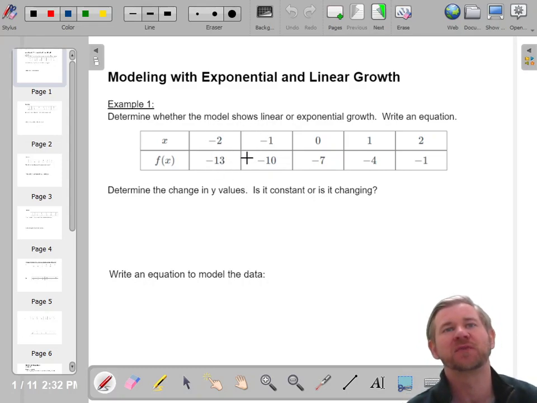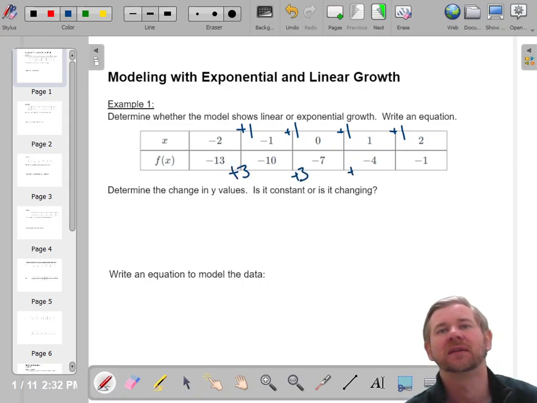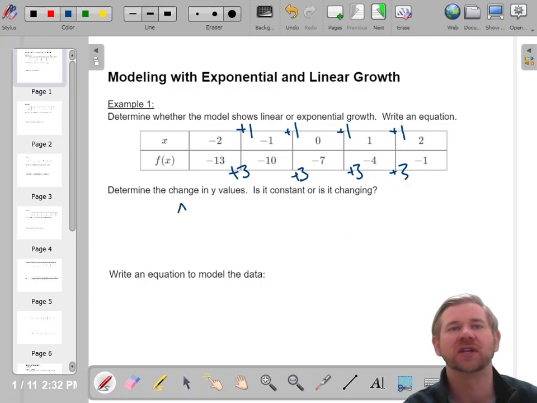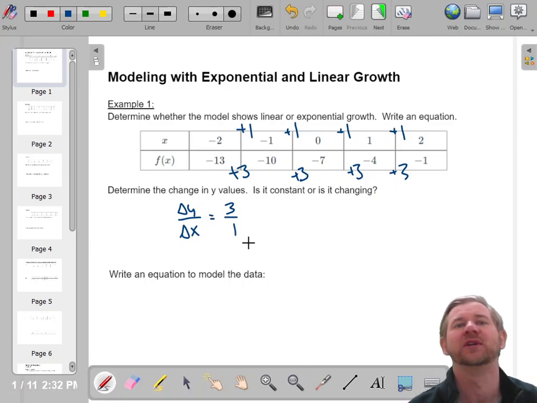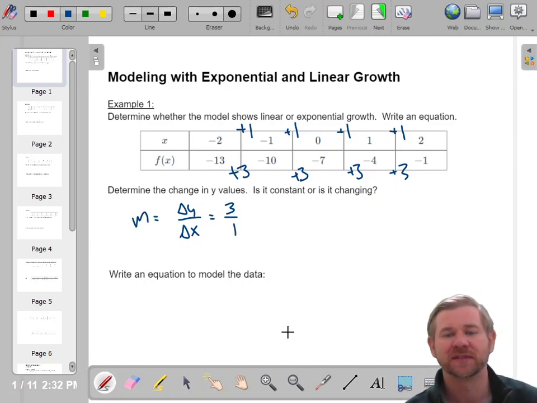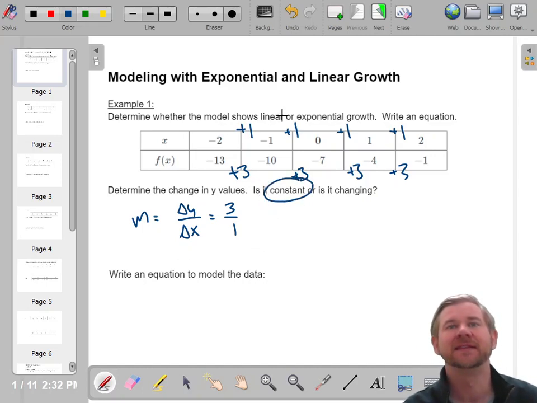So if I look at this first problem, you can see that on the x values I'm adding 1, so -2 plus 1 plus 1, and on the y values I'm adding 3. So the change in y over the change in x is 3 over 1. And since it's always 3 over 1, this is called the slope. This is a constant rate of change. So in this problem, this is a linear model because it has a constant rate of change.